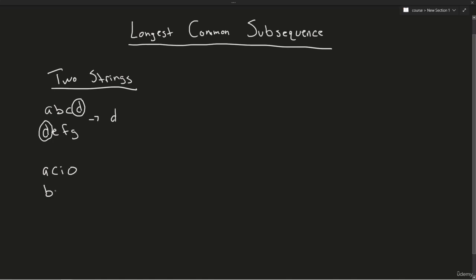And then down here we have B, O, I, and Z. Well, we see that we have an I and an O here, and an O and an I here. Therefore, our longest common subsequence is O and I. Right? So overall, the concept there is pretty easy. It's not too difficult to understand what we want to do, but adding in dynamic programming gives it that little extra layer of complexity.